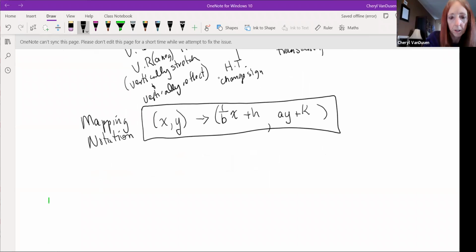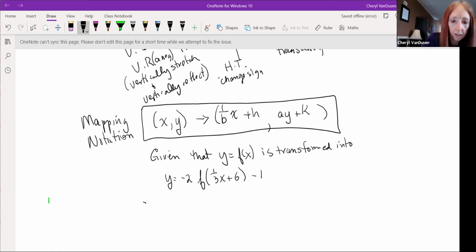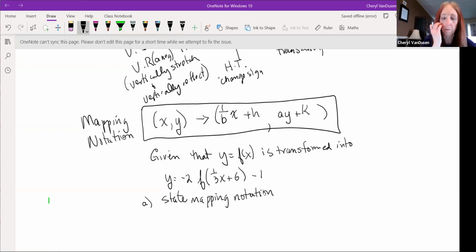So here's the question. Given that y equals f of x is transformed into y equals minus 2 f of 1/3 x plus 6 minus 1. Here's part A. State mapping notation. And then part B, I'll make up a point and we'll figure out where it moves. Let's do this, stating the mapping notation.